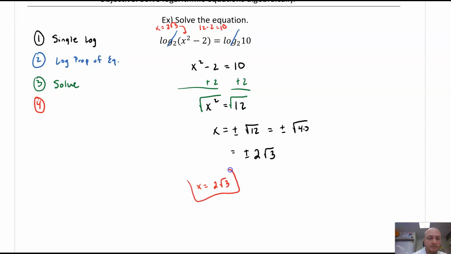That's an answer. What about negative 2 root 3? X equals negative 2 root 3. Well, if I plug it in, negative 2 root 3 squared, that becomes positive, right? Because a negative times a negative is a positive. So I still end up with 12 minus 2. Okay, so the negative answer is also an answer. X equals negative 2 root 3. That's also a solution. There you go. And you can leave it as plus or minus. I'm okay with that notation as well.